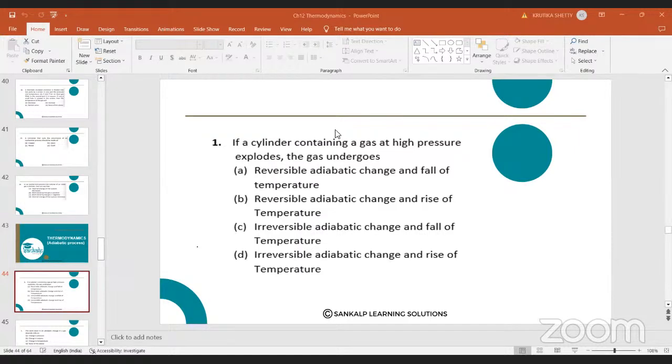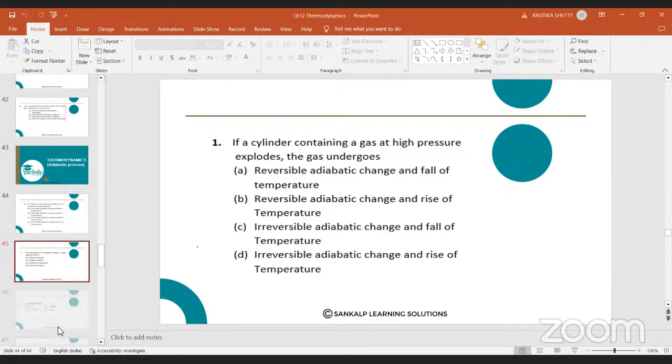See here, that is the cylinder containing a gas at high pressure. If it is exploding, you are not able to retrace the equation or retrace the reaction here. Therefore, here it is an irreversible adiabatic change and fall of temperature. That is option C. Option C is correct one here.